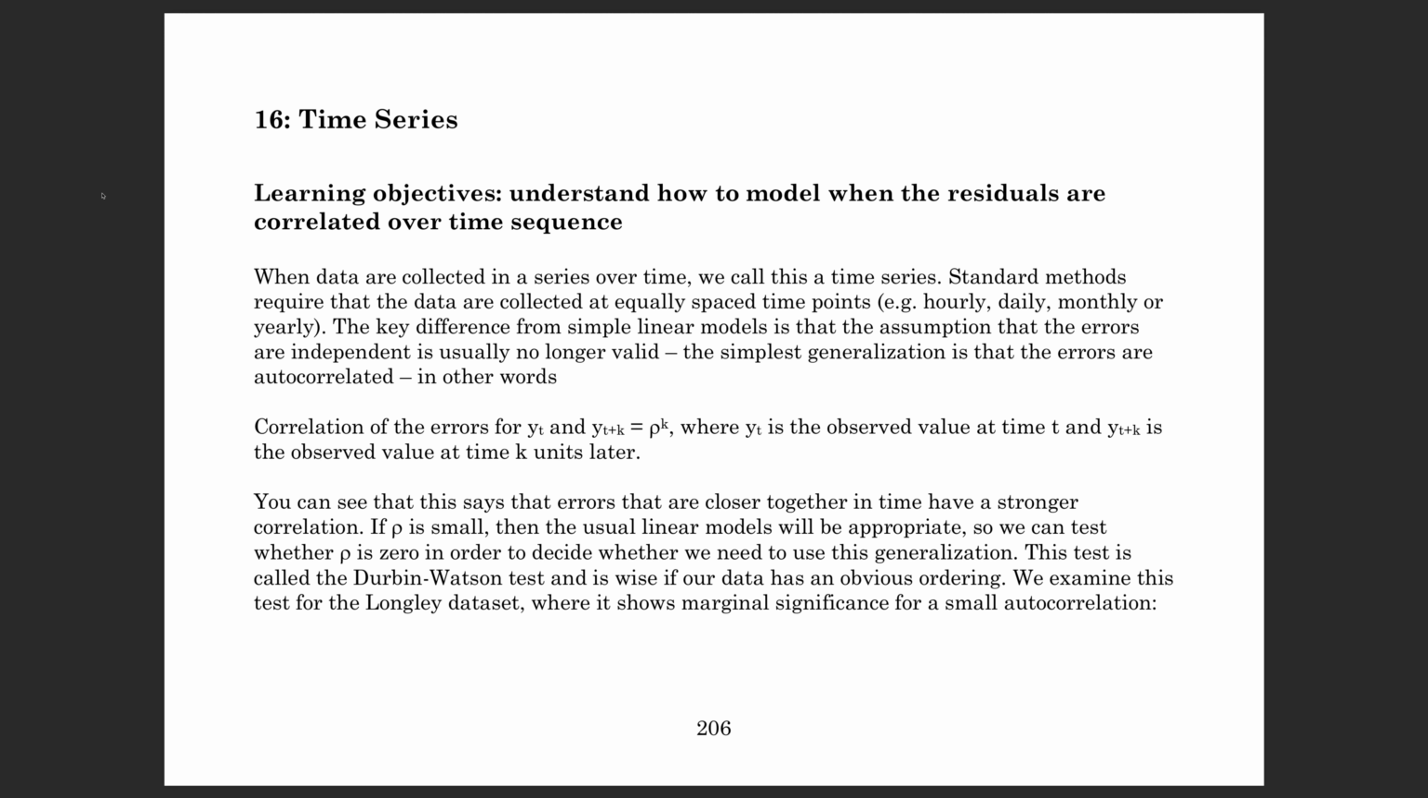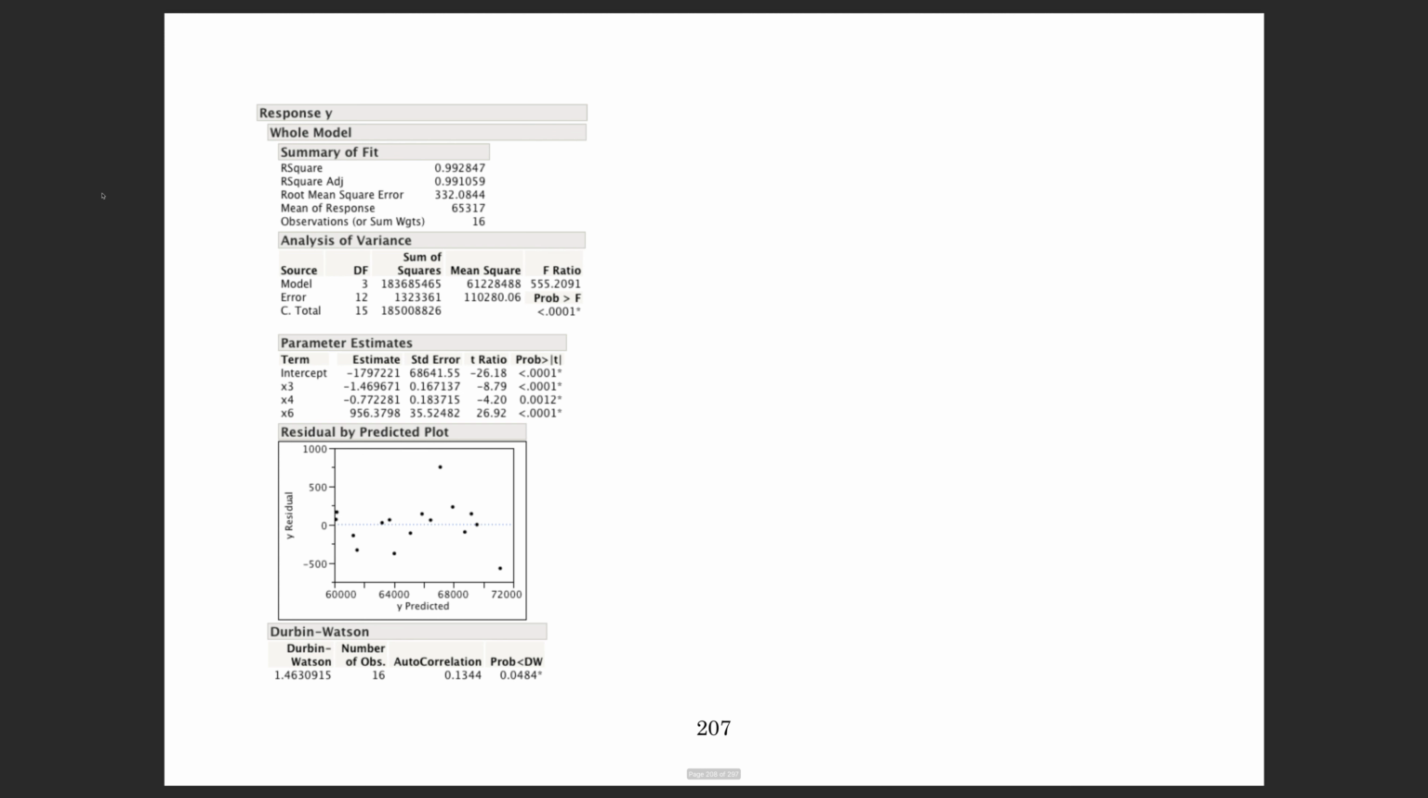So this is another form of diagnostic check that we haven't yet looked at. This test for autocorrelation is called the Durbin-Watson test, and it's wise if our data has an obvious ordering. So for example, the Longley data set that we looked at before, let's have a look at what we get there. So remember, this is not checking actually that the y's are correlated, it's checking that the residuals are correlated. In this particular case, remember, we can explain a lot of the variability in the Longley data set, so it's going to be much more sensitive to correlation of the residuals than the original raw data.